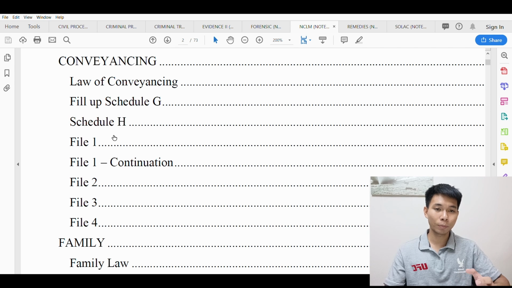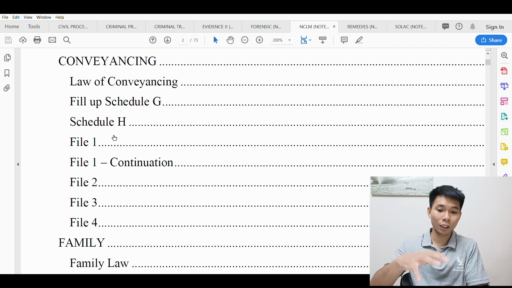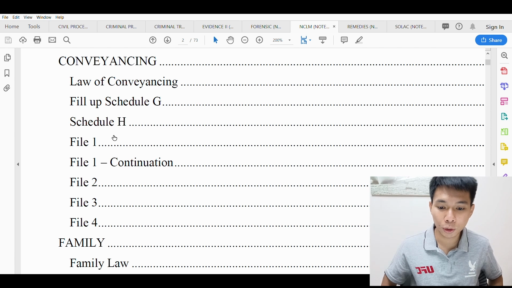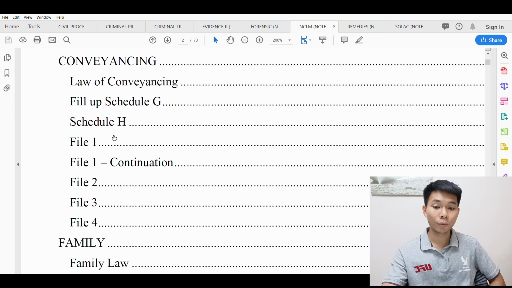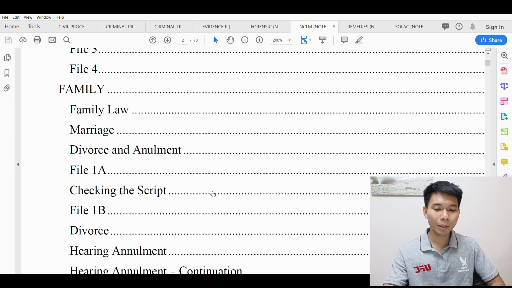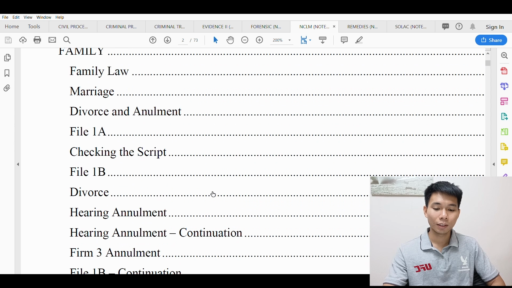File 1 is you need to prepare a bundle of documents consisting of how you are going to transfer the house with payment of cash. File 2 is transfer the house but through loan. File 3 is that you don't even have the title but you are going to pay by cash. File 4 is you don't even have the title to the land and you are going to buy it with a loan.